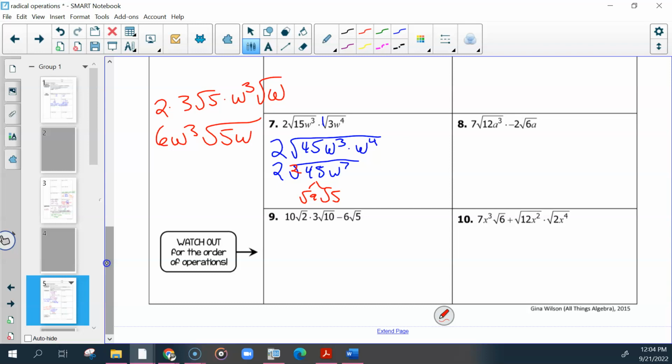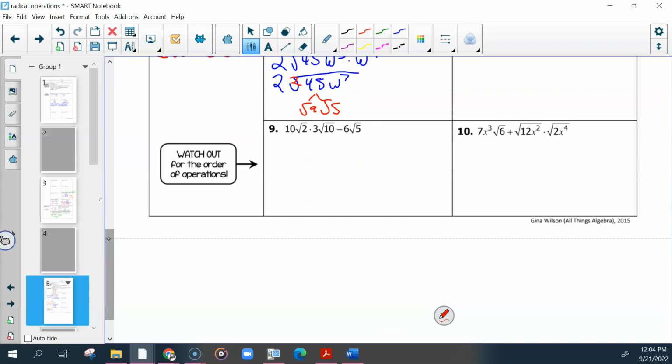This one, be careful with this one because there are 2 different things going on, multiplication and addition. The addition thing, we can't do anything unless they have the same radicand. So you will have to see if you can multiply this, simplify it, and then see if we can add or subtract.